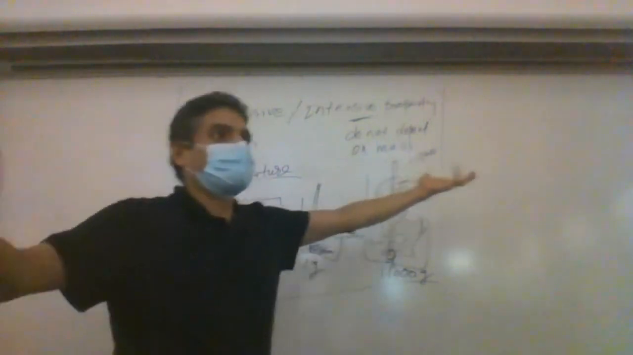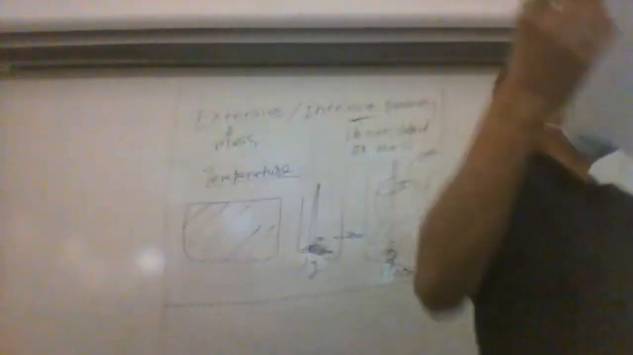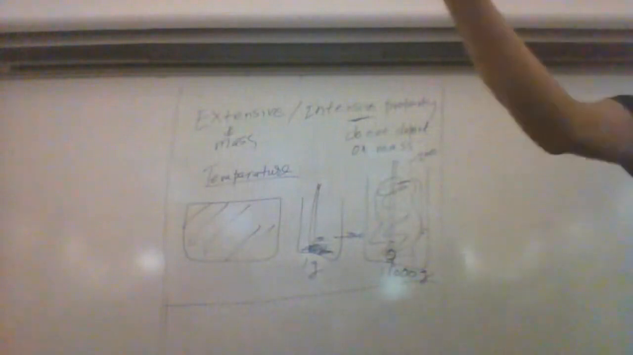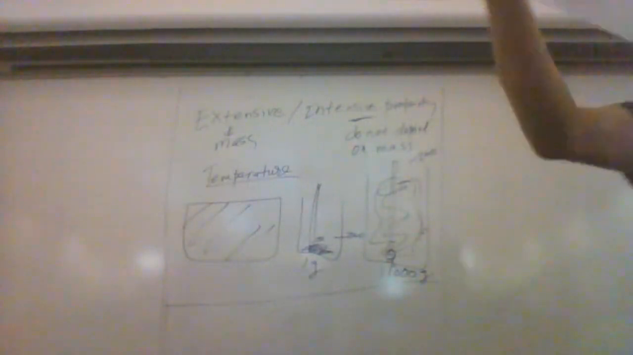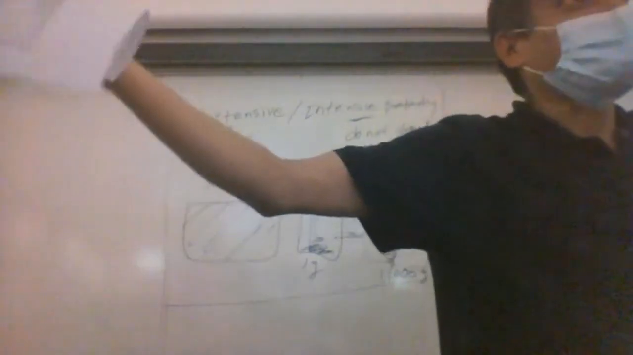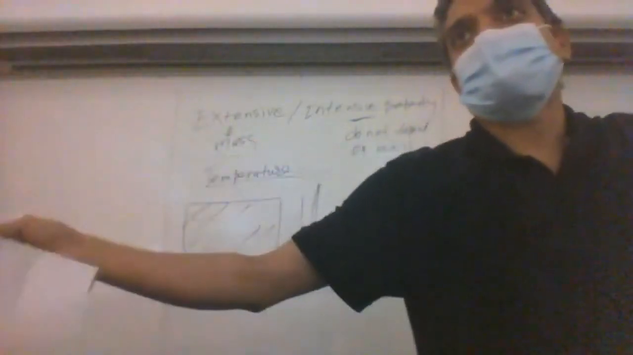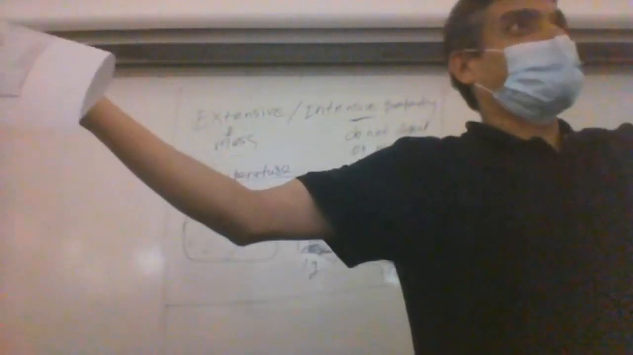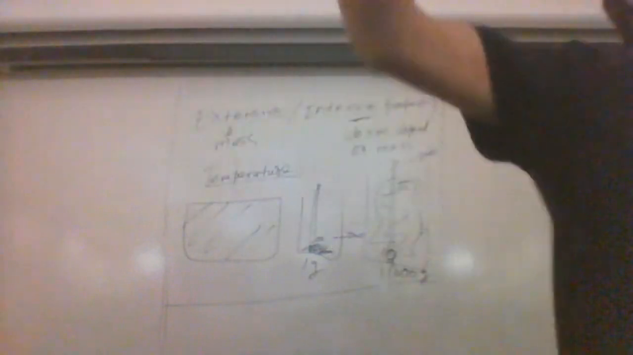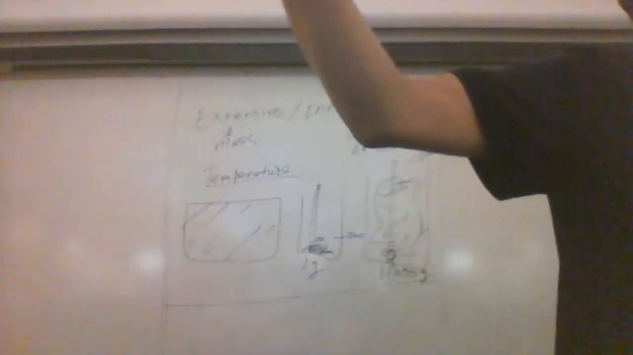So the temperature didn't depend on mass. Either you take a small amount of ice or you take a big amount of ice, you measure the temperature, and the temperature was still the same, right? So does temperature depend on mass? No, it doesn't depend on mass, right? So it's independent of the mass. That's an intensive property. Make sense?